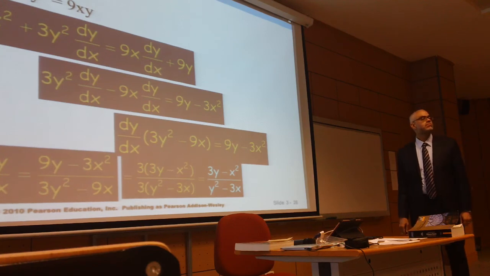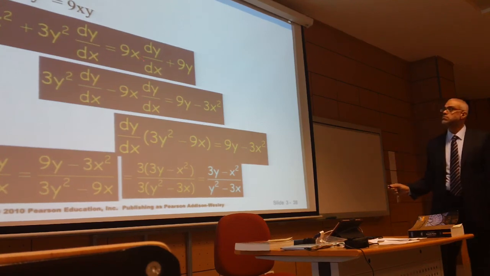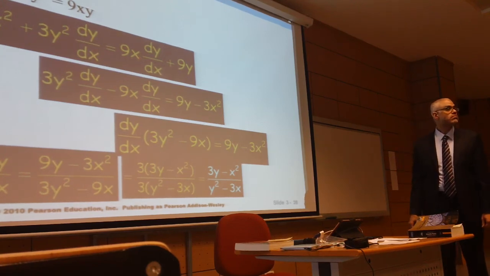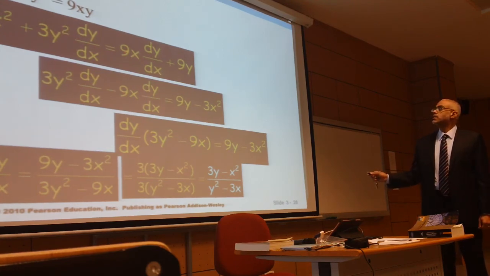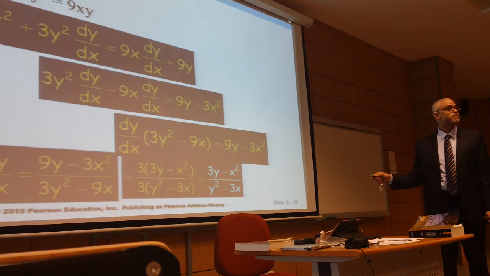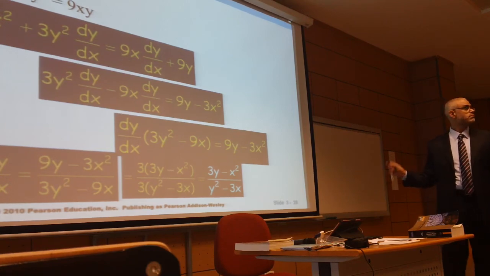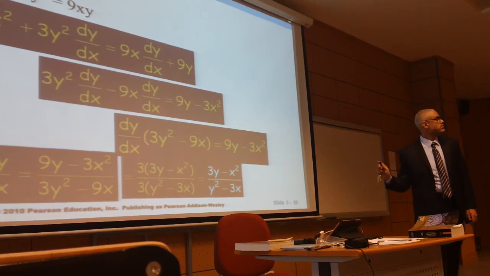Differentiation of the first. And we have 9x. The first times the differentiation of the second, the first itself, 9x, goes without change, times the differentiation of the second. Yes. Okay? The product rule exactly. Okay? We're good?